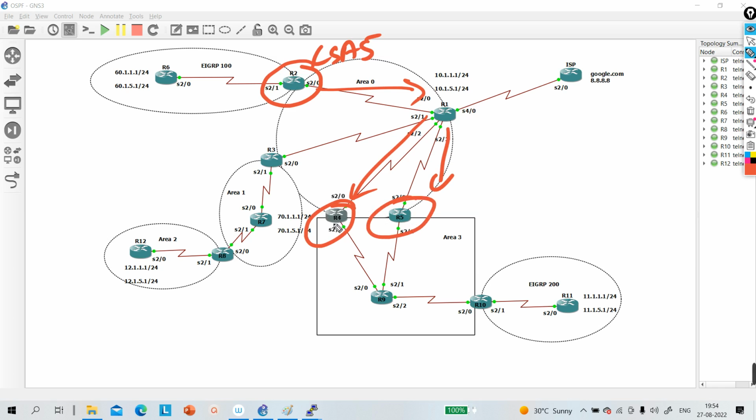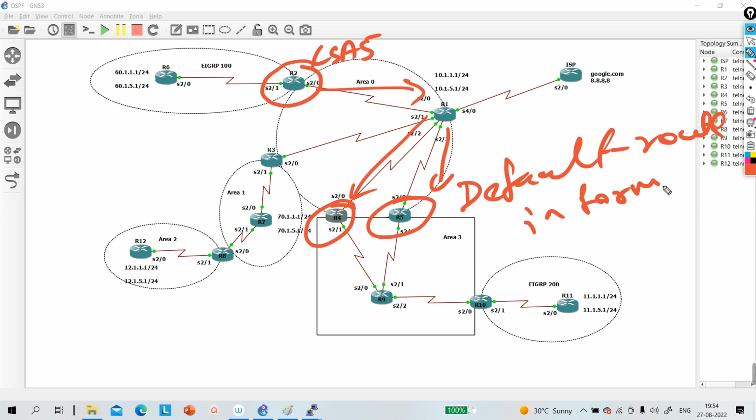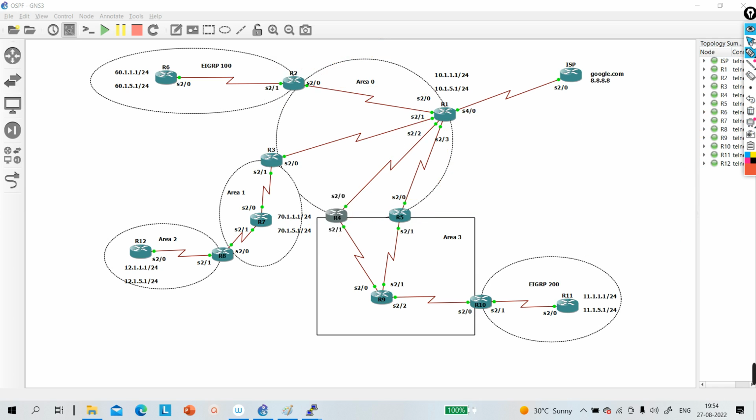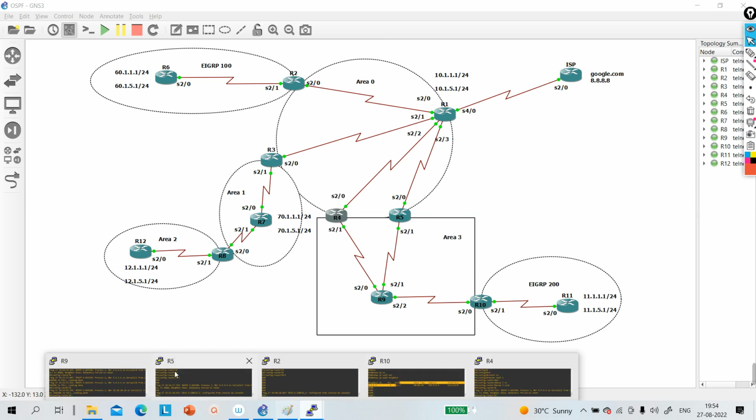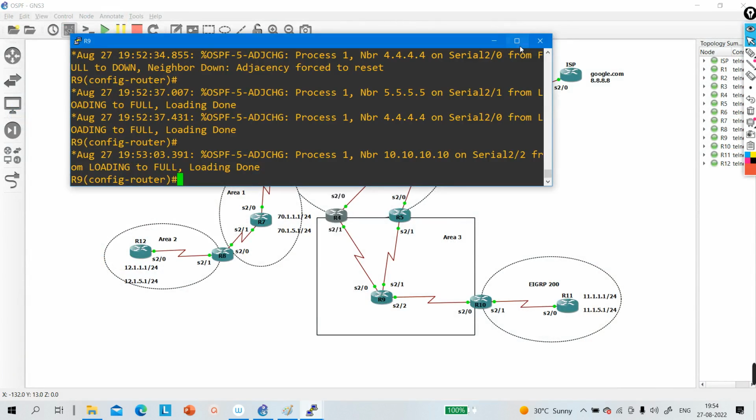Now the ABR router will generate what? The ABR router will generate a default route in the form of LSA 3, right? The ABR router will generate a default route in the form of LSA 3, and the ABR router will forward that default route in the stub area. Now you can check the database of router 9. It will make you clear.